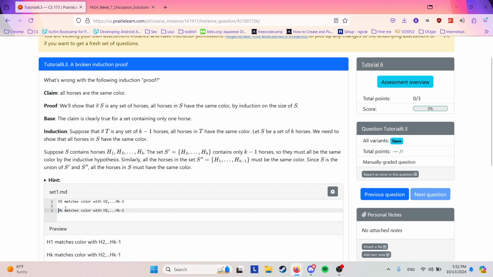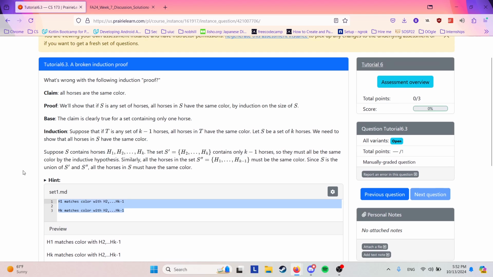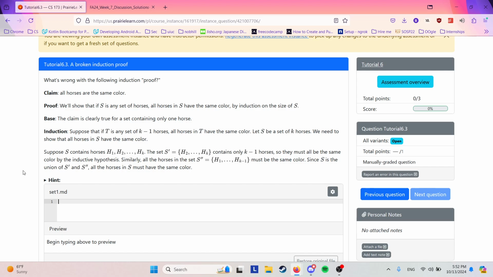So in general, this is true. But the case where this breaks is, what if there's no overlap between the sets? What if the set containing h2 to hk minus 1 is just completely empty? This actually happens when the number of horses you're looking at is 2. When the number of horses is 2, then you split S prime into h2 to hk, which is simply just h2, and the set S double prime is h1 to hk minus 1, which is simply just h1.